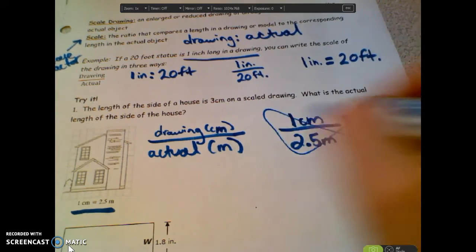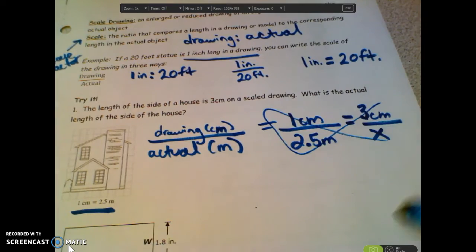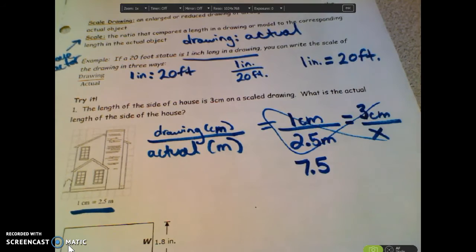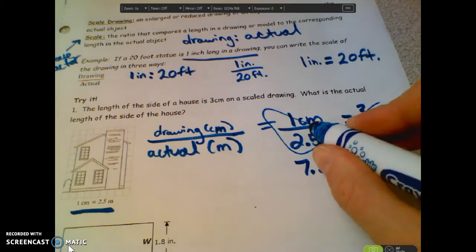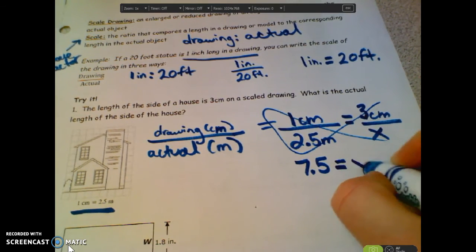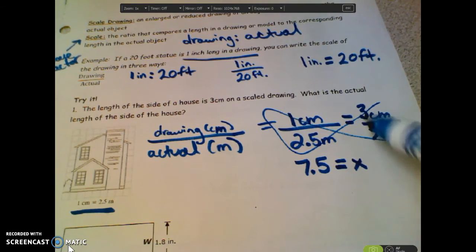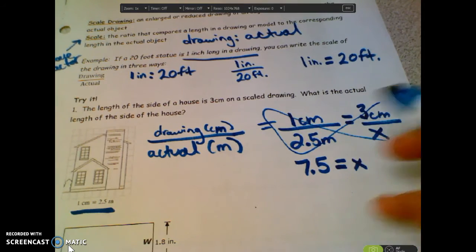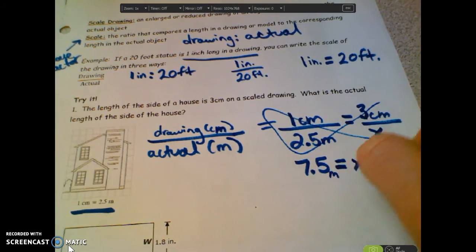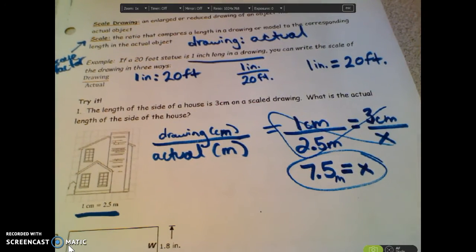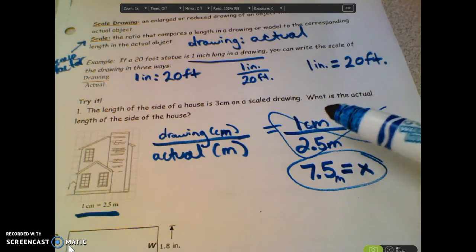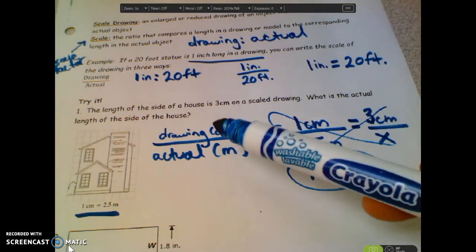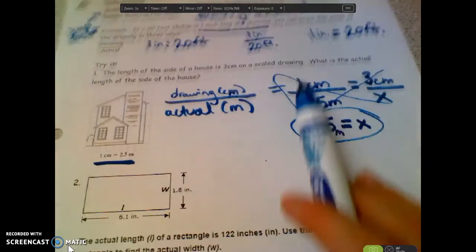So from here all I need to do is cross multiply: 3 times 2.5, which is 7.5. And again, right now I'm ignoring the labels. 7.5, and then 1 times x, which is just regular x. And now I need to add my label. Because x was on the bottom, centimeters and centimeters were on top, meters and meters are on bottom. So it's 7.5 meters. Now, there are a few variations on the way that you could set this up, but typically what I do is drawing compared to actual.